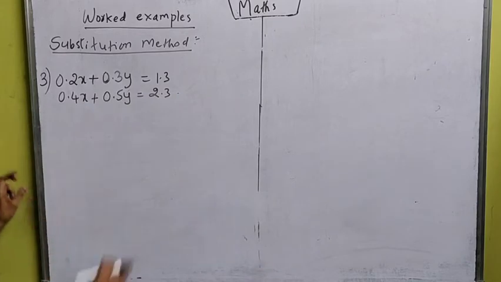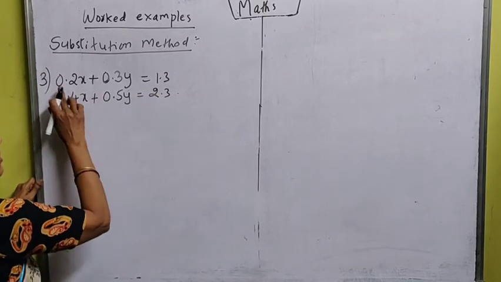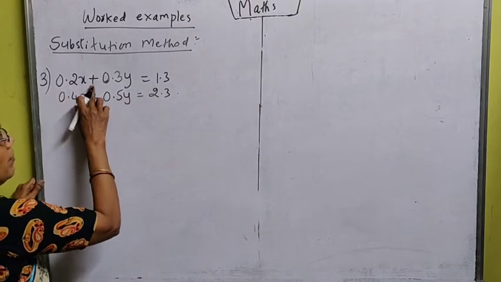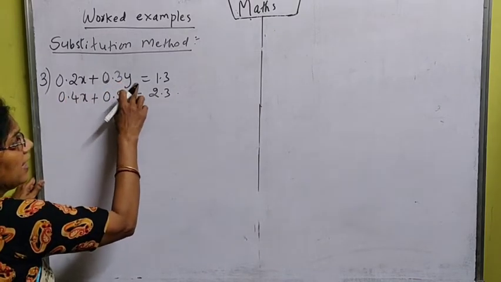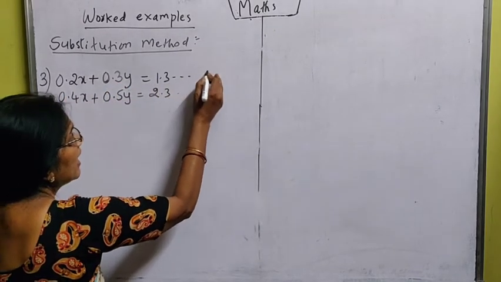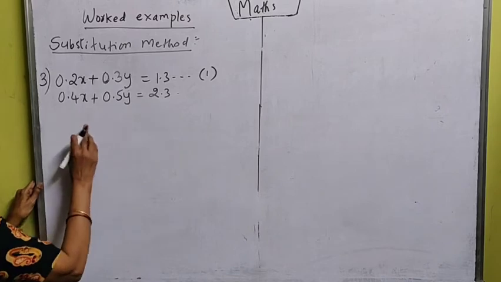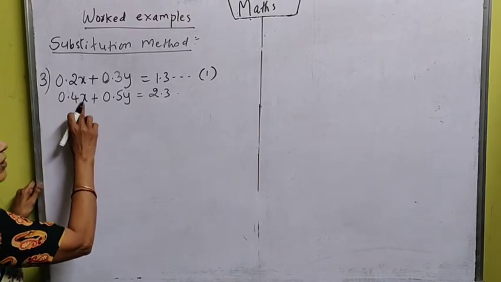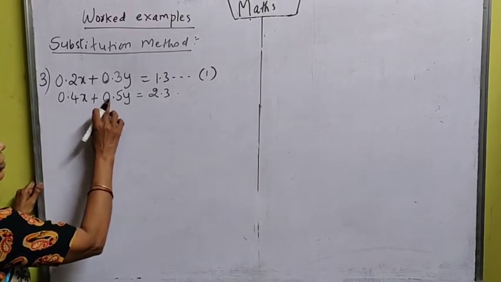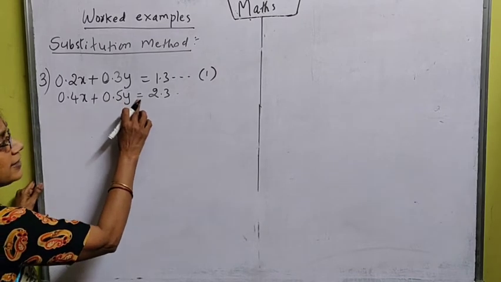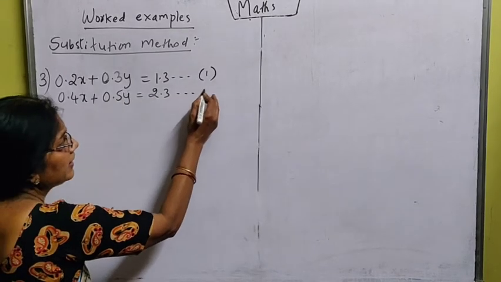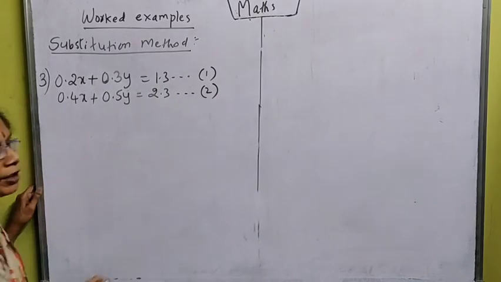Let us see. See the first equation, 0.2x plus 0.3y is equal to 1.3. Let it be equation number 1. See the second equation, 0.4x plus 0.5y is equal to 2.3. Let this be equation number 2.